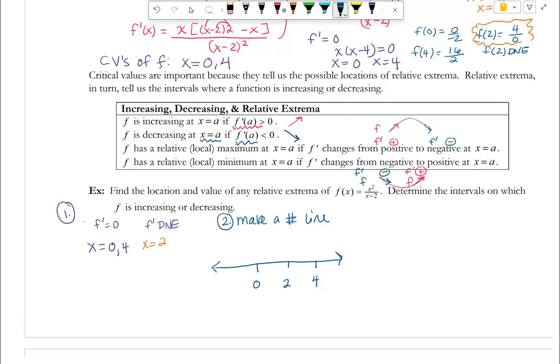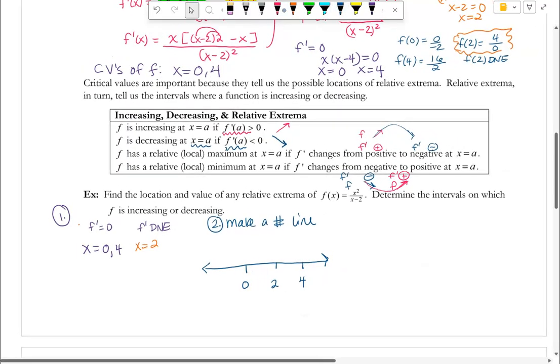And when I put these three numbers on my number line, and this number line is really representing the x-axis, right? We have broken the x-axis up into 4 intervals. So the first interval is from negative infinity up to 0, then 0 to 2, then 2 to 4, then 4 to positive infinity. So our goal here, if we're finding the location of and then the value of any relative extrema, is that we're looking for where our derivative is changing signs.